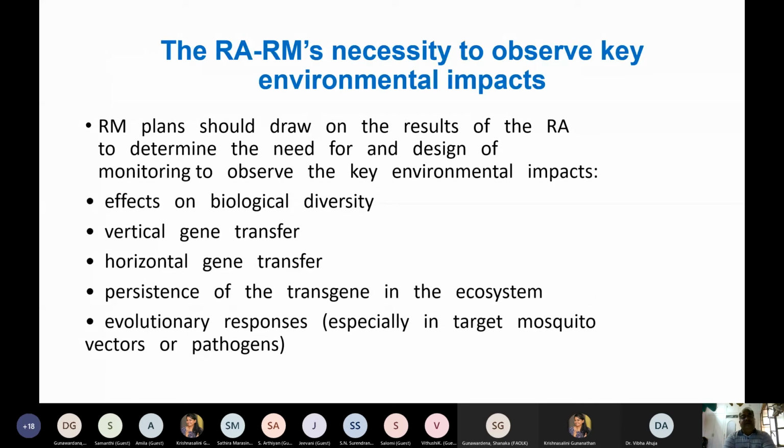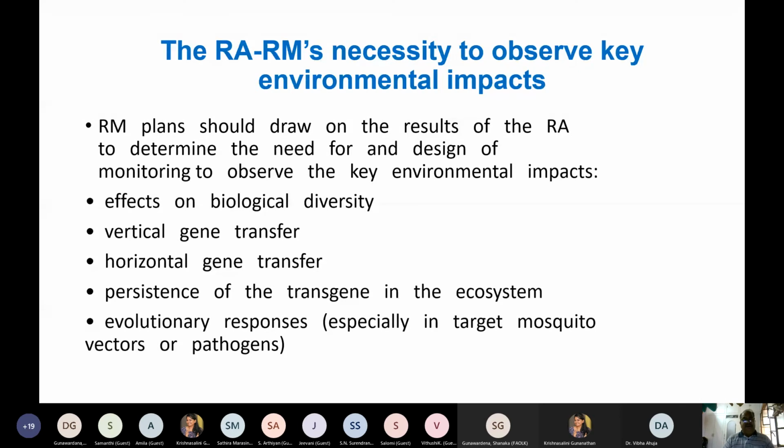So the risk assessment and risk management have an inexorable necessity to be conducted in the phase 3 experiment or phase 3 studies. The RM plans should draw on the results of the RA. That is, RA was always to be conducted right from the very first initiative in our experiments, and the RM must always look at what the RA is producing or generating, and use that information to decide whether the experiments are giving substantially good results or not.